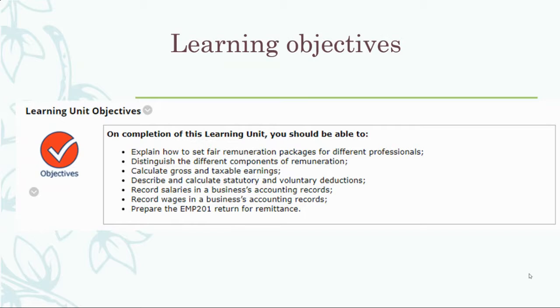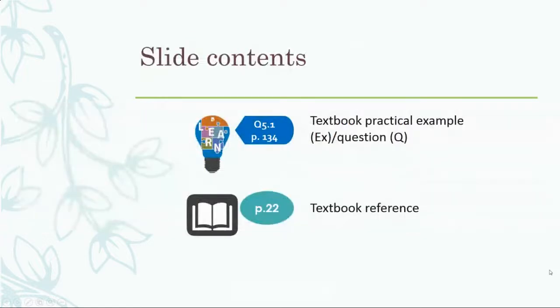Okay, so that is what you have to do, but you can see the main thing is to be able to record your salaries and wages in your accounting records. That's generally where they focus, but they can still ask you for the EMP 201, and you have to describe your statutory and voluntary deductions, what is the difference between those, and then calculate your gross and taxable earnings based on the information in your accounting records. This information is just where you will find the information in your textbooks, as well as the examples that we are doing where they are available in the textbooks.